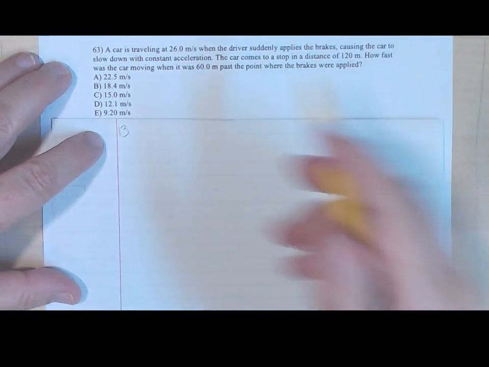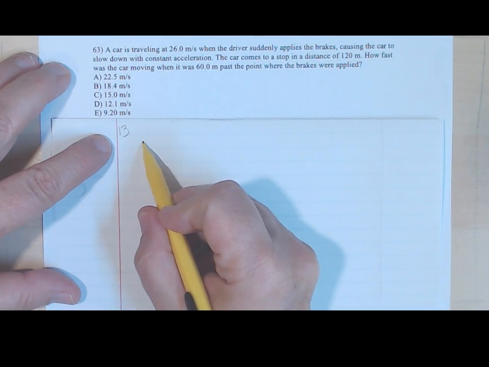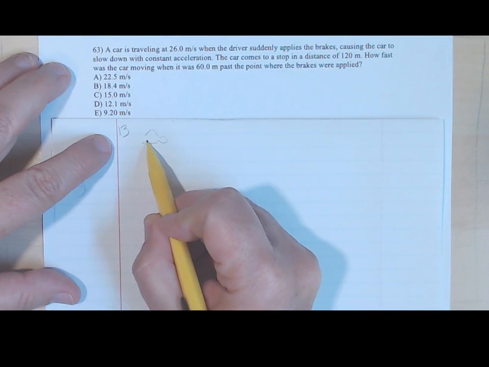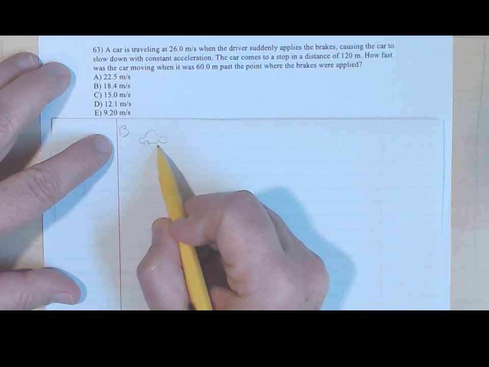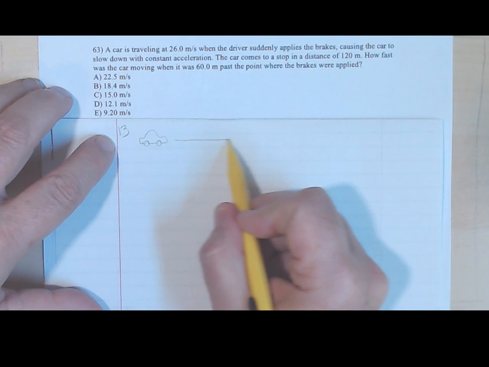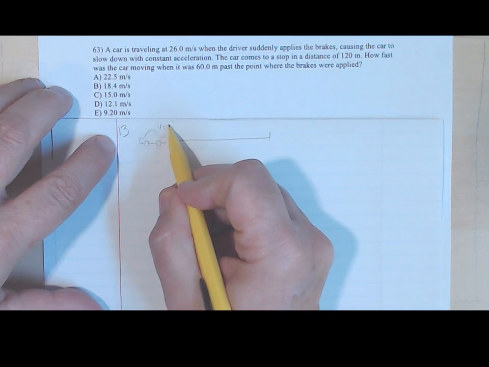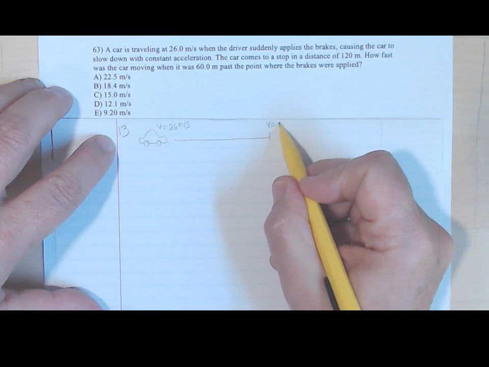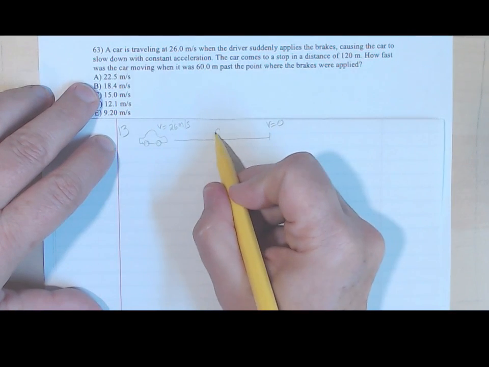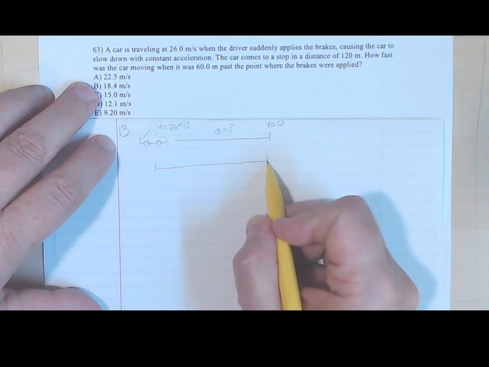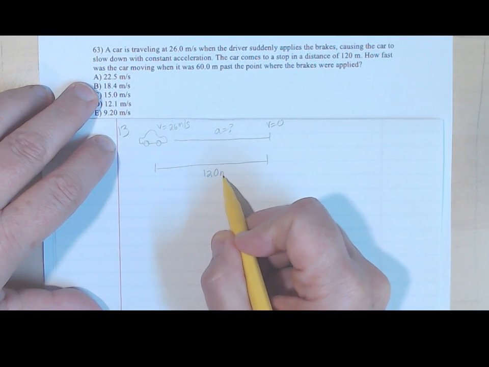Okay. First thing we need to do, as usual, is to sketch it. So again, we have our car. Okay, I'll try to make it look a little more car-ish. Okay, that's a little more car-ish. It's driving, starts with an initial velocity of 26 meters per second, ends up over here at 0. Acceleration we don't know, but we know it's constant, and we know that this distance is 120 meters.